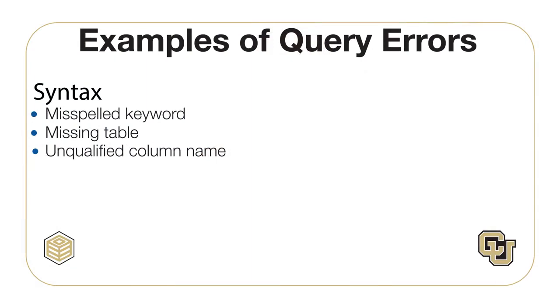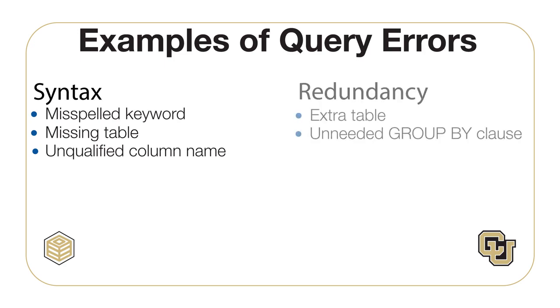Although syntax errors are easy to detect, correcting a syntax error can be difficult, especially if a statement contains multiple syntax errors. SQL compilers have wide variation on quality of error messages. A common syntax error involves a misspelled keyword. More subtle errors are a missing table name and an unqualified column name. Two common redundancy errors are an extra table and an unneeded group by clause.